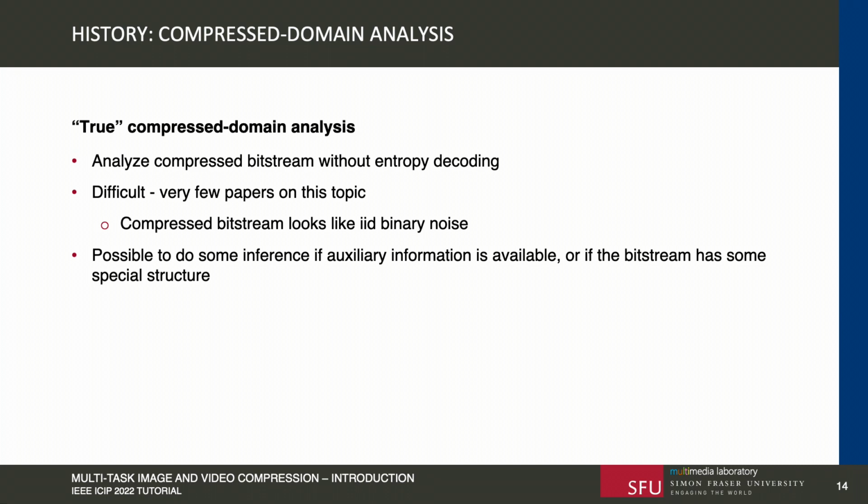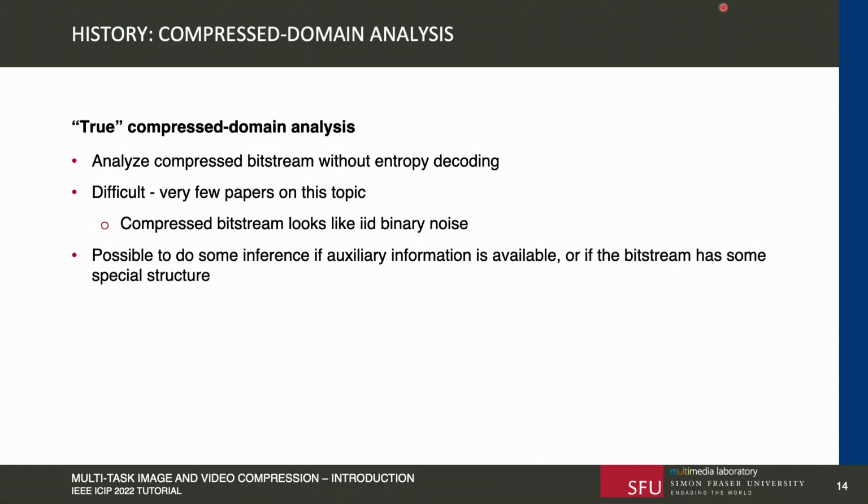Part of the reason is that the compressed bit stream looks like IID binary noise. The bits are equally likely and seemingly independent of each other. So there's very little you can say about the content if you just look at those bits. That's part of the reason why there are very few papers on this topic. However, it's still possible to perform some analysis or inference on the compressed bit stream if auxiliary information is available or if the bit stream has some special structure.